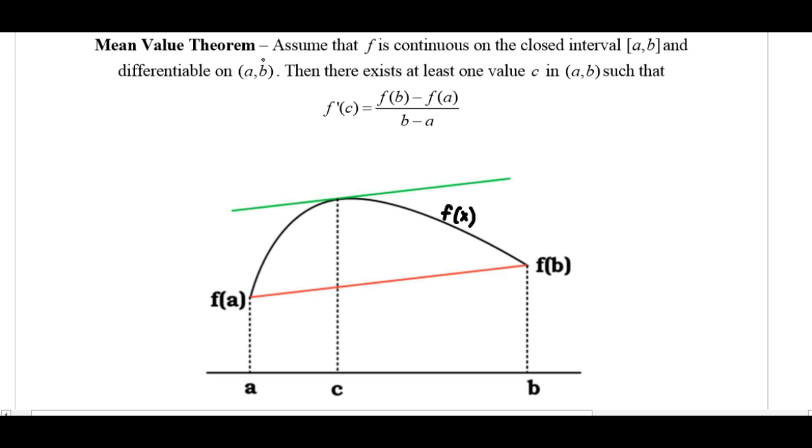The mean value theorem. Assume that f is continuous on the closed interval from a to b and differentiable on the open interval from a to b. Let's pause and try to make sense of the hypothesis.